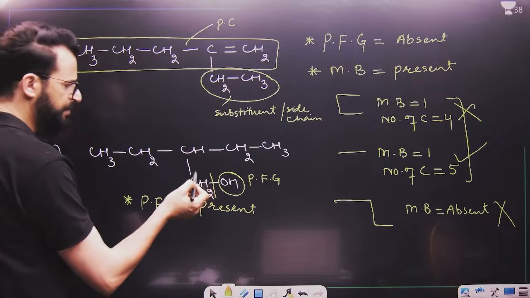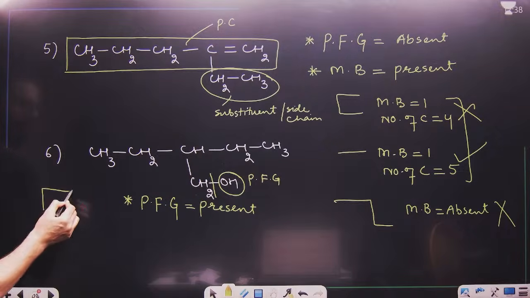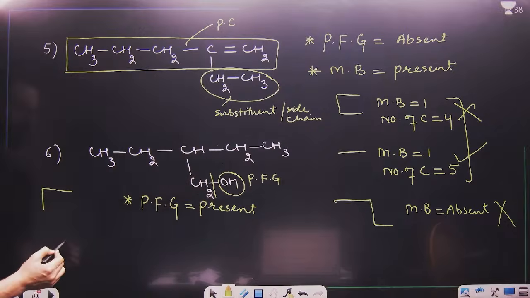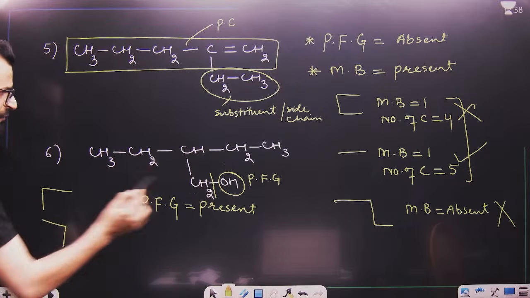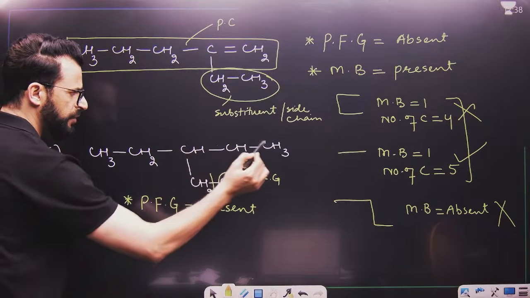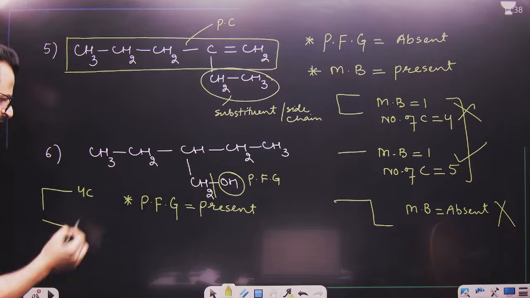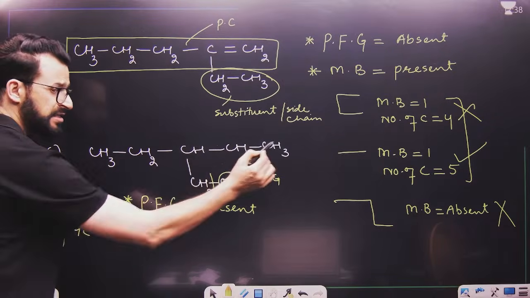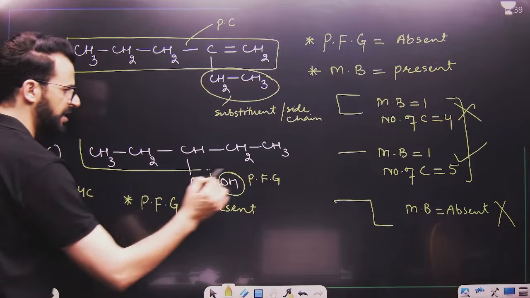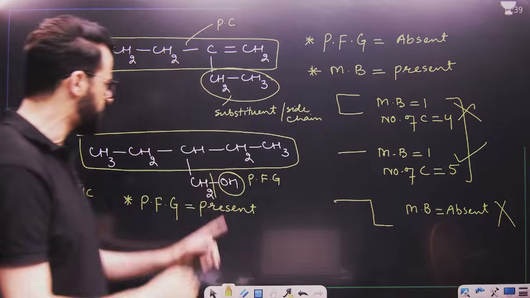Now tell me, if this carbon should be included in the parent chain, how to include it? Either this side or this side. When you look towards this chain, 1, 2, 3, 4, 4 carbons are there. Yes or no? When you look towards this, 4 carbons are there. So either this is the parent chain or this is the parent chain. This can never be the parent chain. Why? Because that carbon has not been included to which the principal functional group is attached.